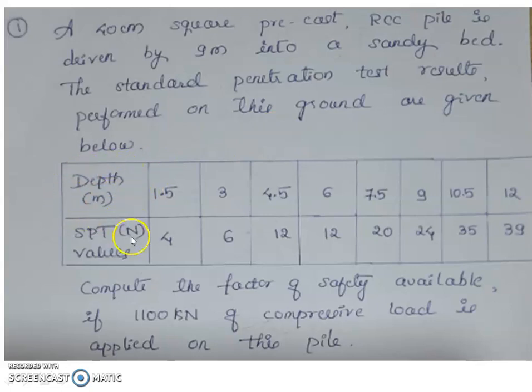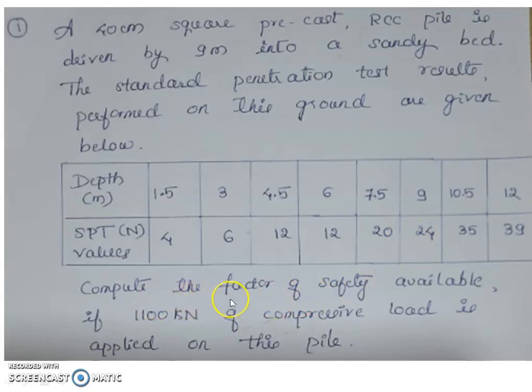So for respective depth, the values of SPT are given. For 1.5 meter, N value is 4, for 3 it is 6, for 4.5 it is 12, for 6 it is 12, for 7.5 it is 20, and for 9 meter it is 24, and so on. And here we can see that the length of the pile, or the length for which it is embedded into the soil, is 9 meter. So this is 9 meter and its corresponding value of N is 24.